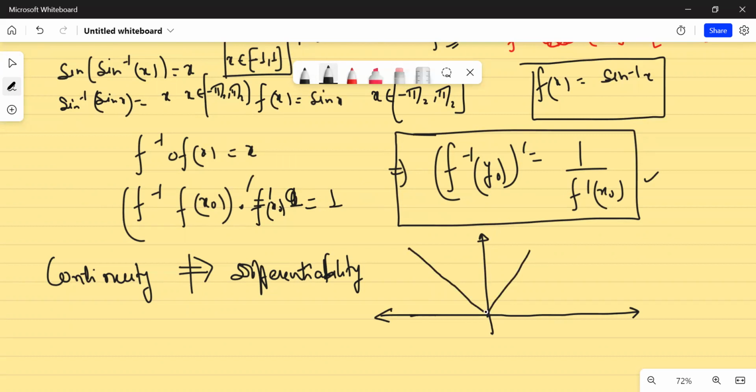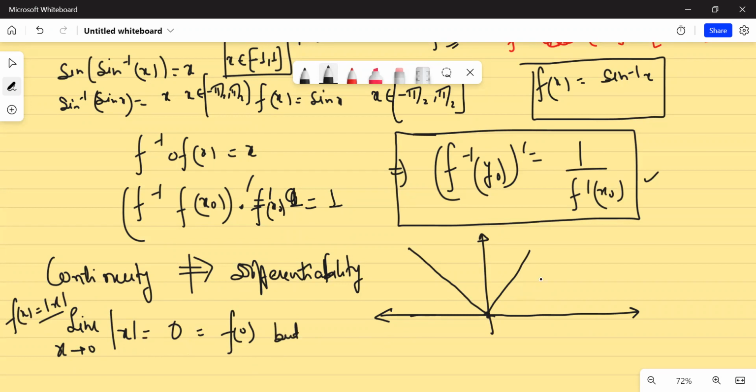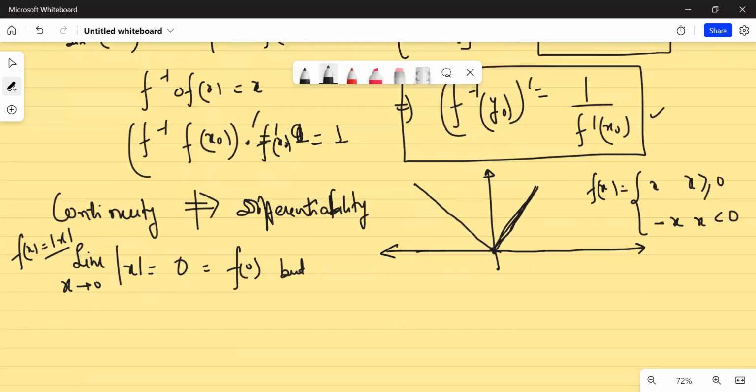You see, modulus is well defined at x equal to x naught. So if I say limit x tends to 0 of mod of x, it would be 0, which is simply f of 0. Let's say f of x is modulus of x. So your function is clearly continuous at x equal to 0. But if you see the derivative, what would be the derivative on the left hand side? So your function can be defined as simply x whenever x is greater than or equal to 0, and minus x whenever x is less than 0. You can take the derivative by the original approach also that I have told you, but right now I'm just doing it promptly.